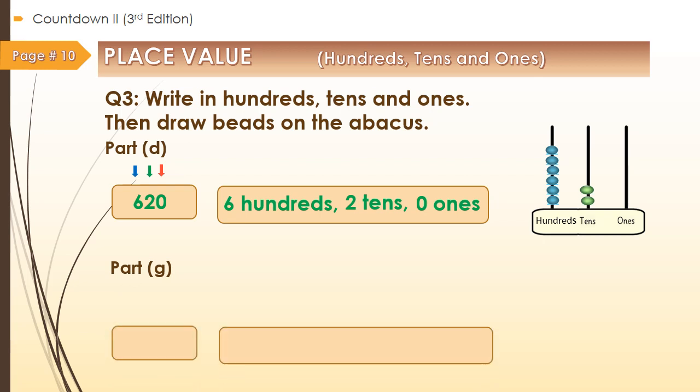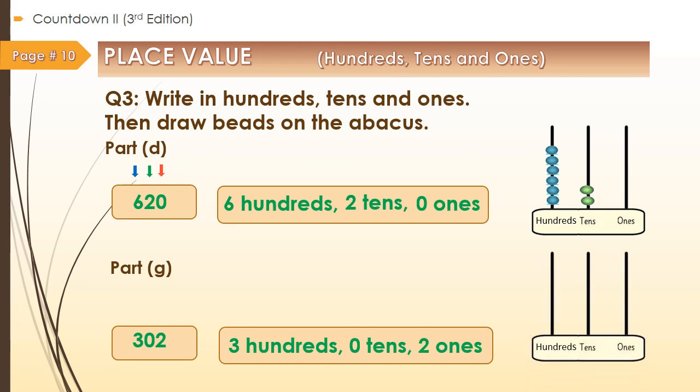Similarly, we will do the next part, part G, 302, which is equal to 3 hundreds, 0 tens and 2 ones. For this, we will put 2 beads on ones place, no bead on tens place, 3 beads on hundreds place.